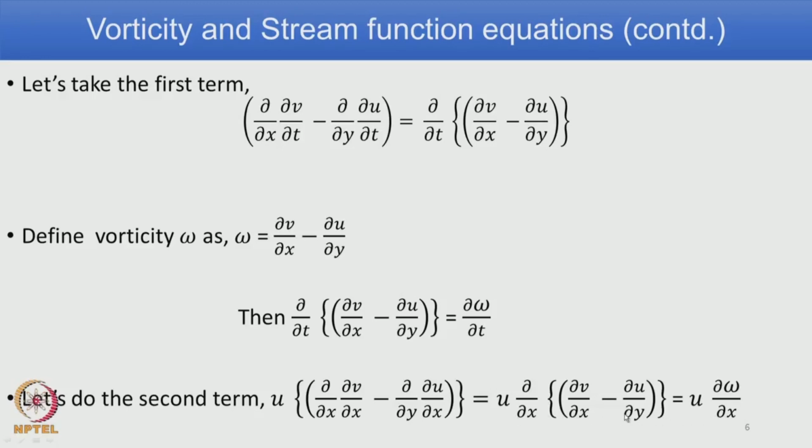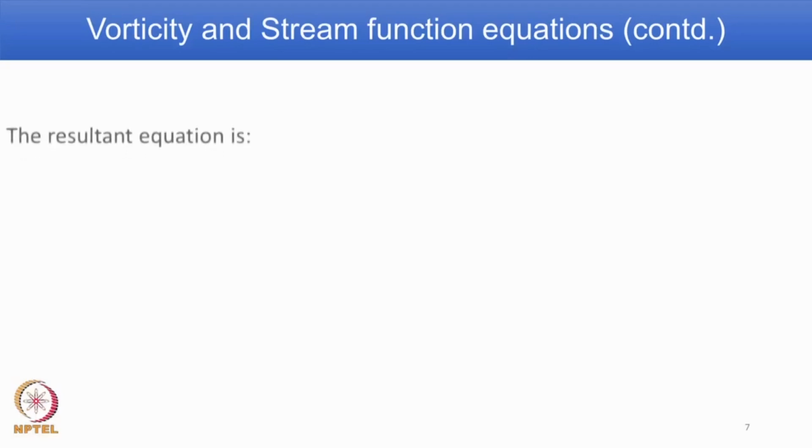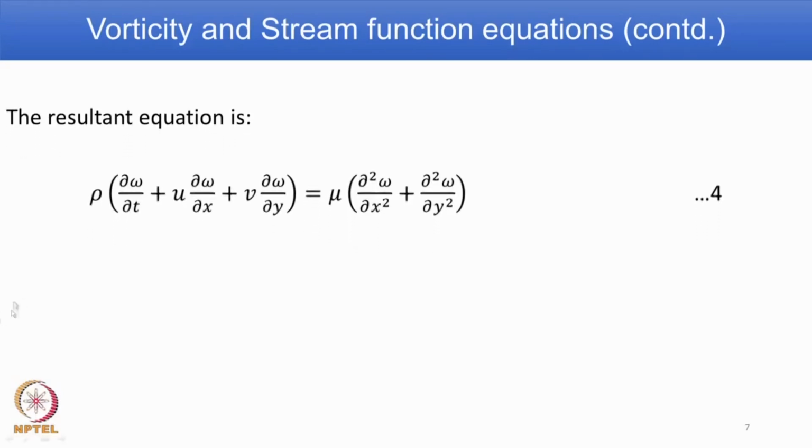We repeat this exercise for each term and we get the complete equation as this. So rho into dou omega by dou t plus u into dou omega by dou x plus v into dou omega by dou y on the left hand side.